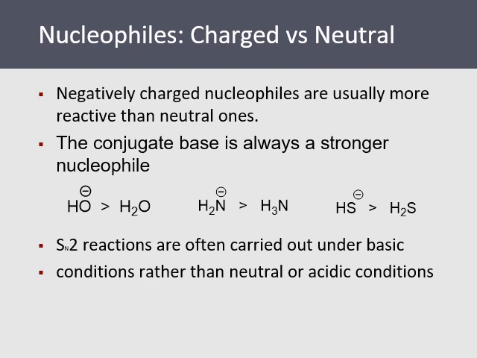We already mentioned that negatively charged nucleophiles are stronger, and so they are usually more reactive. And the conjugate base is always a stronger nucleophile. For example, hydroxide is a much stronger nucleophile than water. Amide, which has a negative charge, is much stronger than amine. And hydrosulfide ion is a much stronger nucleophile than H2S. Now, SN2 reactions are often carried out under basic condition because these stronger nucleophiles can only exist in basic condition, and SN2 reaction requires a stronger nucleophile.